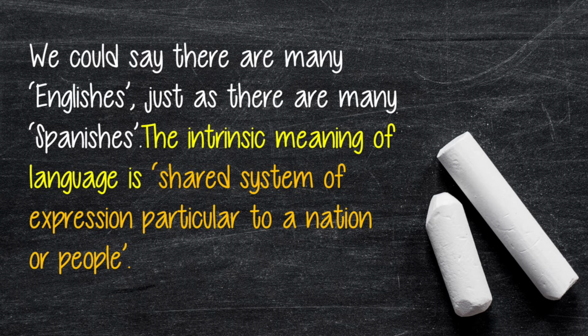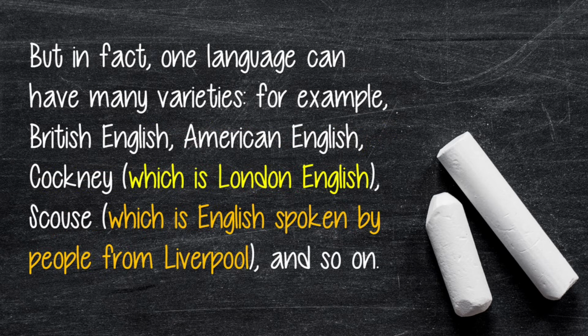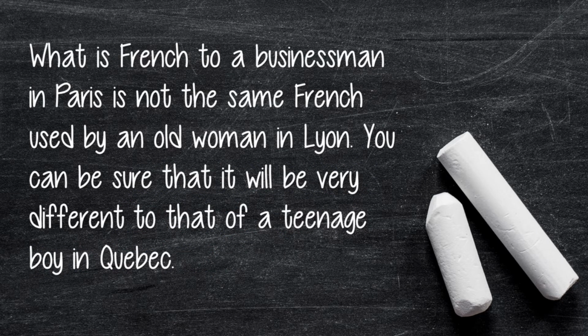The intrinsic meaning of language is a shared system of expression particular to a nation or people. But in fact, one language can have many varieties. For example, British English, American English, Cockney, which is London English, Scouse, which is English spoken by people from Liverpool, and so on. What is French to a businessman in Paris is not the same French used by an old woman in Lyon. You can be sure that it will be very different to that of a teenage boy in Quebec.